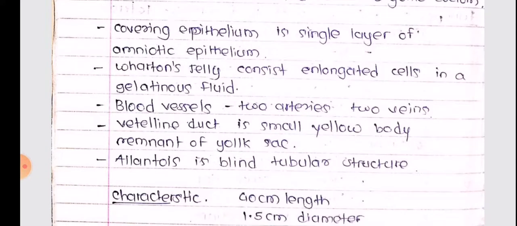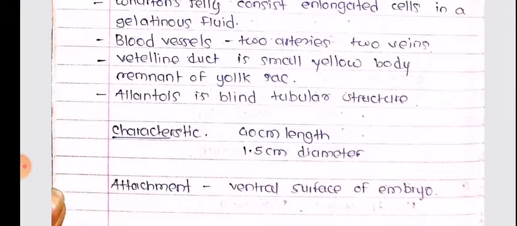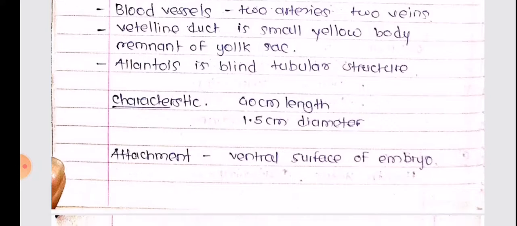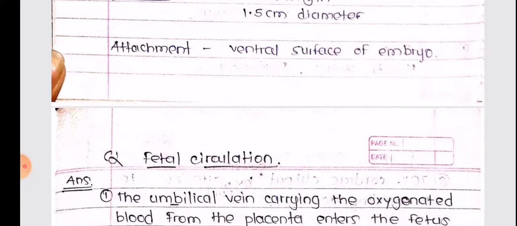Blood vessels: there are two arteries and two veins. Vitelline duct is a small yellow body, remnant of the yolk sac, and allantois is a blind tubular structure. Characteristics: it is 40 cm in length and 1.5 cm in diameter, and attachment is generally to the ventral surface of the embryo.